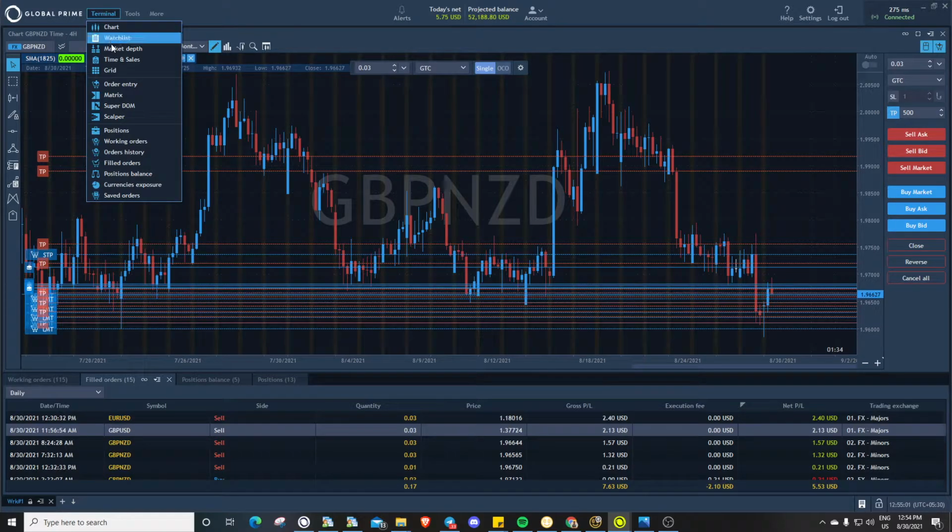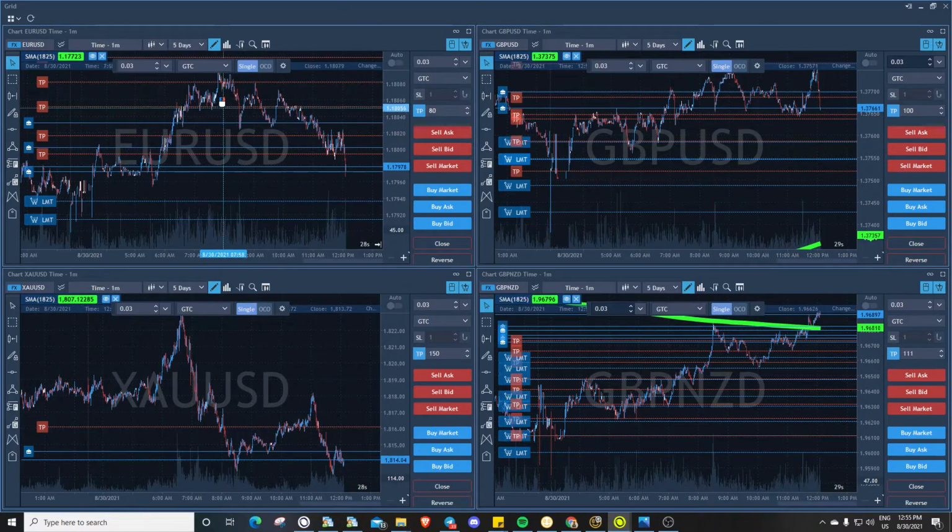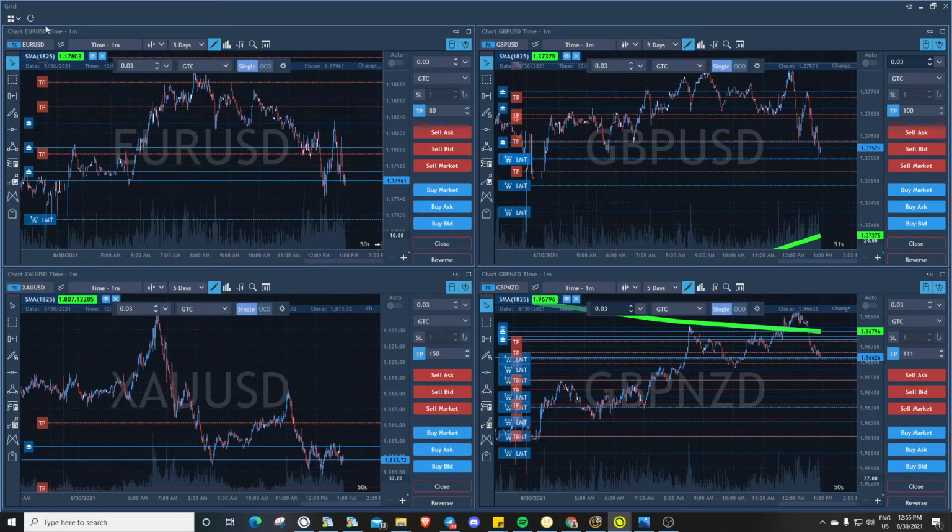Okay. So I want to discuss this grid. We're gonna go to terminal and then we're gonna go to grid. So what will happen when we click on grid? We'll get a grid like this. We'll get a 4 by 4 grid. We can change the size here like this, but we're gonna use the 4 by 4 actually.